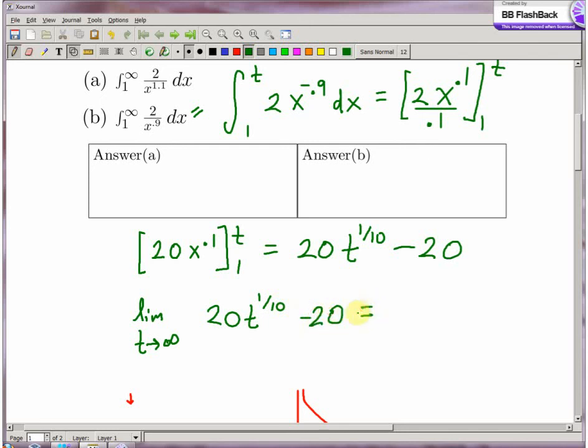Okay, and so what happens here? Well, we can make an argument that's similar to what happened last time with the 10th root of t. The 10th root of t gets really big as t gets really big, and so what we have here is infinity minus 20. It's kind of like infinity minus 20 is still infinity. Great, and that's the answer. So the answer to B is infinity.